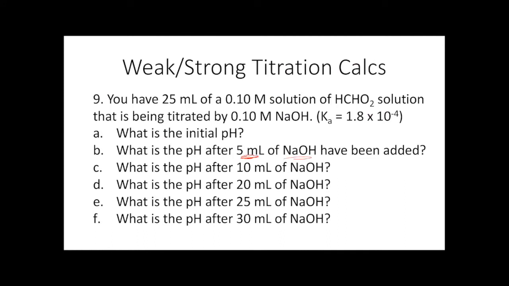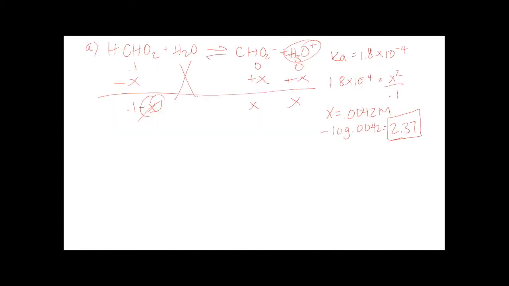Okay, so now with B, we are adding 5 milliliters of my strong acid. So now we have to do a reaction. This is a little bit different than our usual rice tables because we're not just throwing it into water. We're actually running this reaction. So first we need to do our dilutions, just like we did last time.